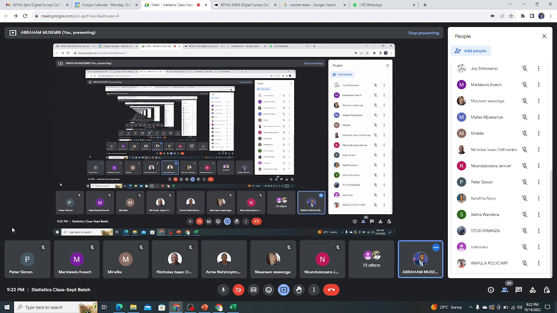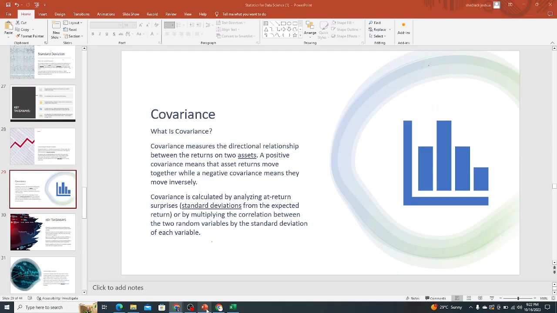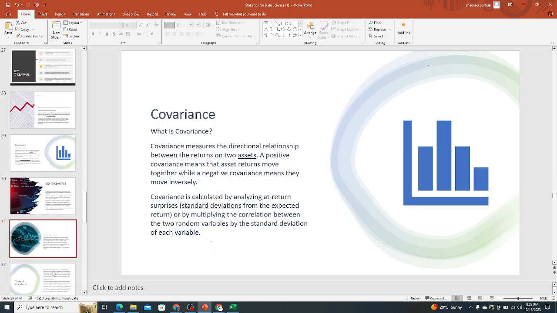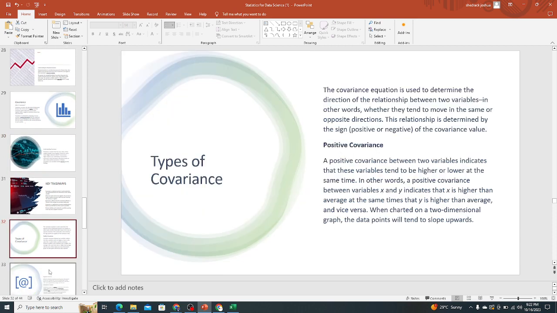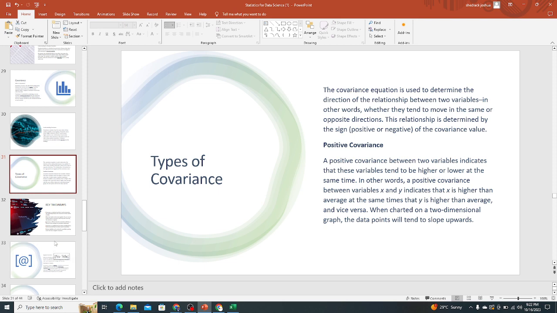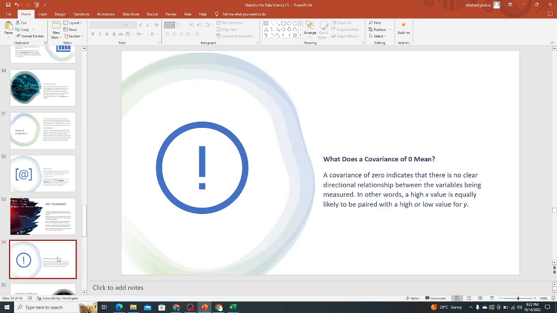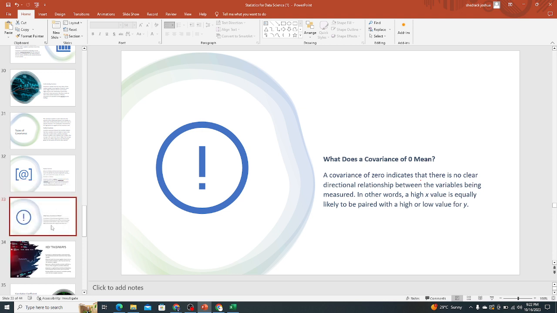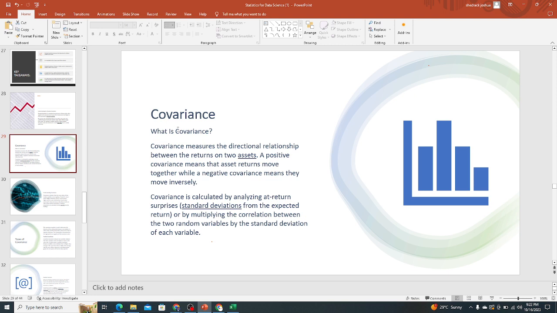Yeah, that's correct. So let's go now to the slides and maybe do a deep dive on these variables. Just a minute, I want to arrange the slides. Okay, so let's start with covariance.